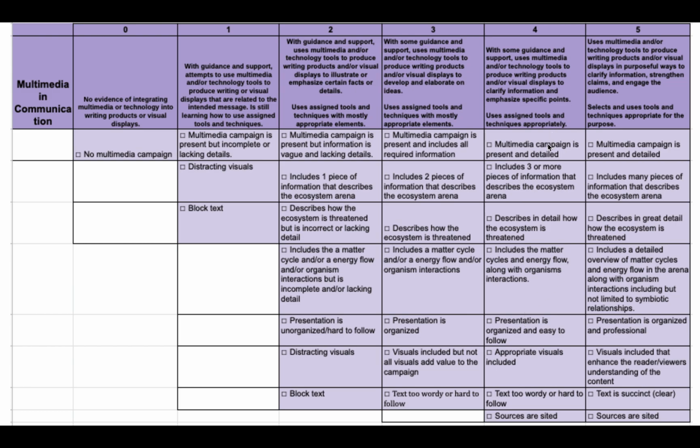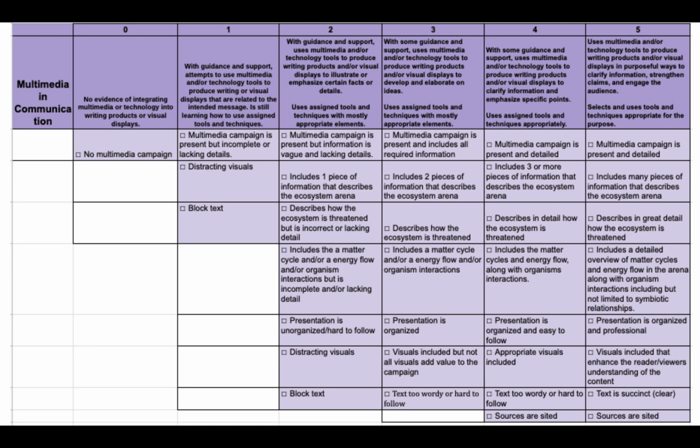Your multimedia campaign is present and detailed. It includes 3 or more pieces of information that describes your ecosystem arena. It includes the matter cycles and energy flow along with organism interactions. It also shows that you've equally contributed to your team's slideshow. That would be creating 1 to 2 slides each, not just making the title slide. That would not be equally contributing to your group.